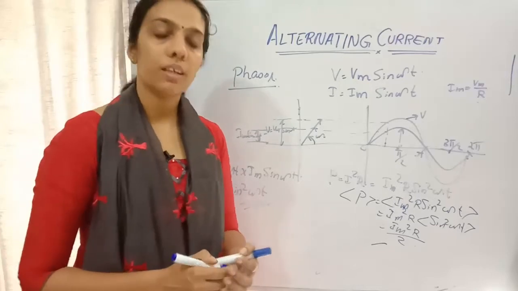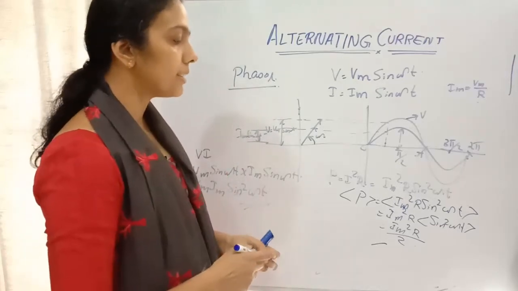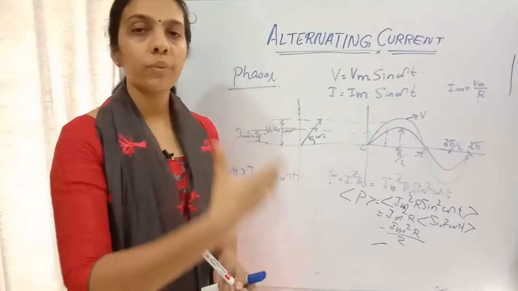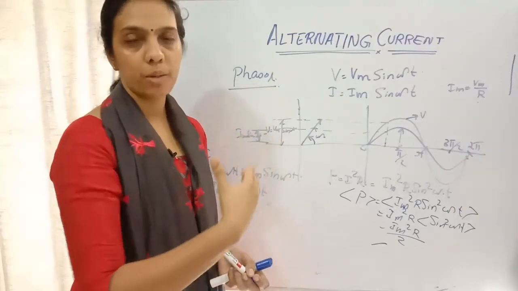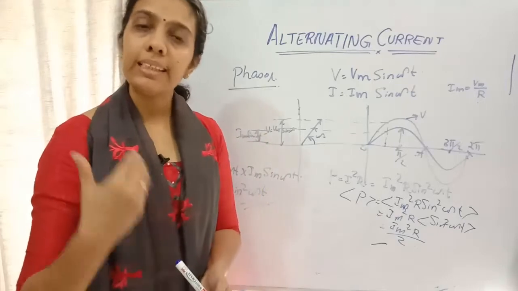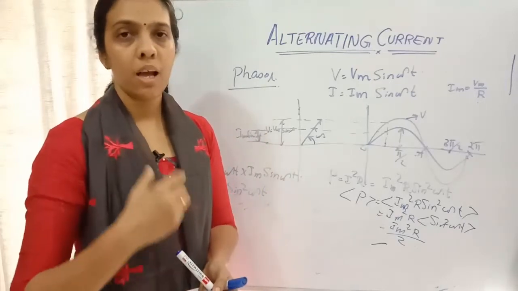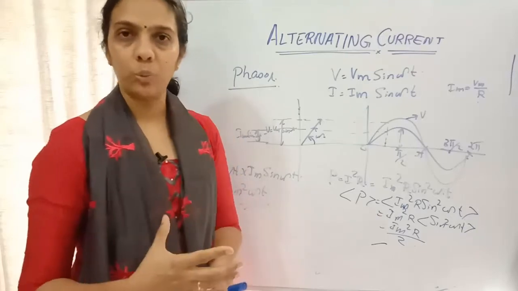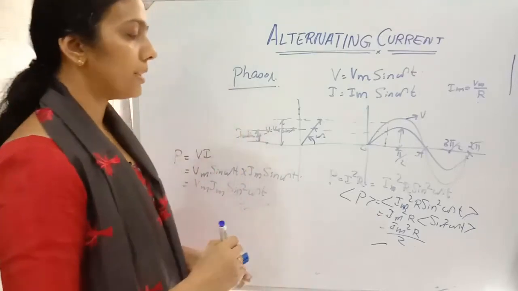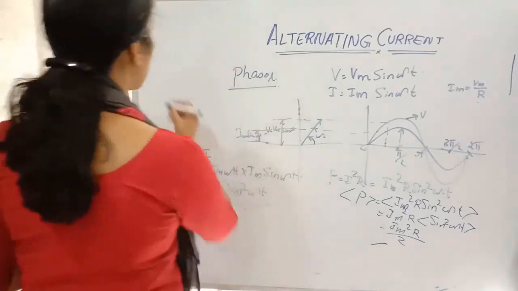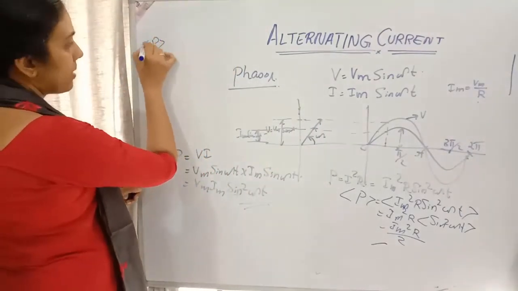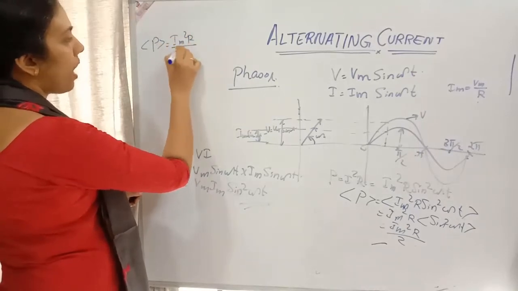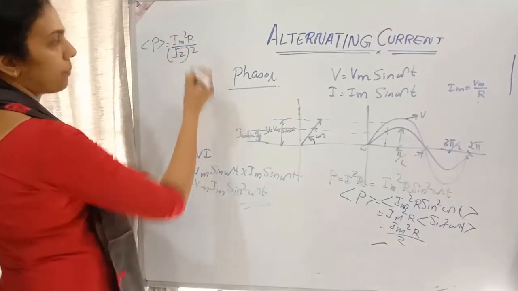So when we analyze this with DC current, for AC we got the average power as Im square R by 2. But in DC we know power equals I square R, it's not Im square R by 2. Okay, so to get uniformity, I am going to rewrite this power as P equals (Im by root 2) the whole square into R.